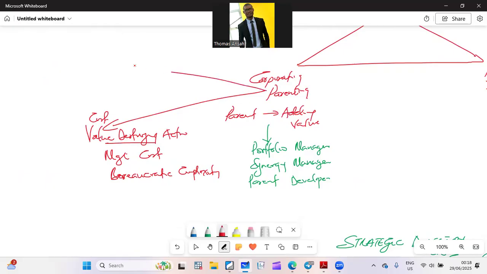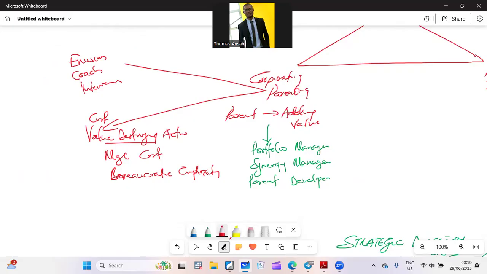But corporate parenting, the value adding activity, is to help you envision. They need to give you vision. They need to coach you, the subsidiary. They need to intervene with any help. When they do that, they are adding value to you and facilitating synergy. That's corporate parenting.